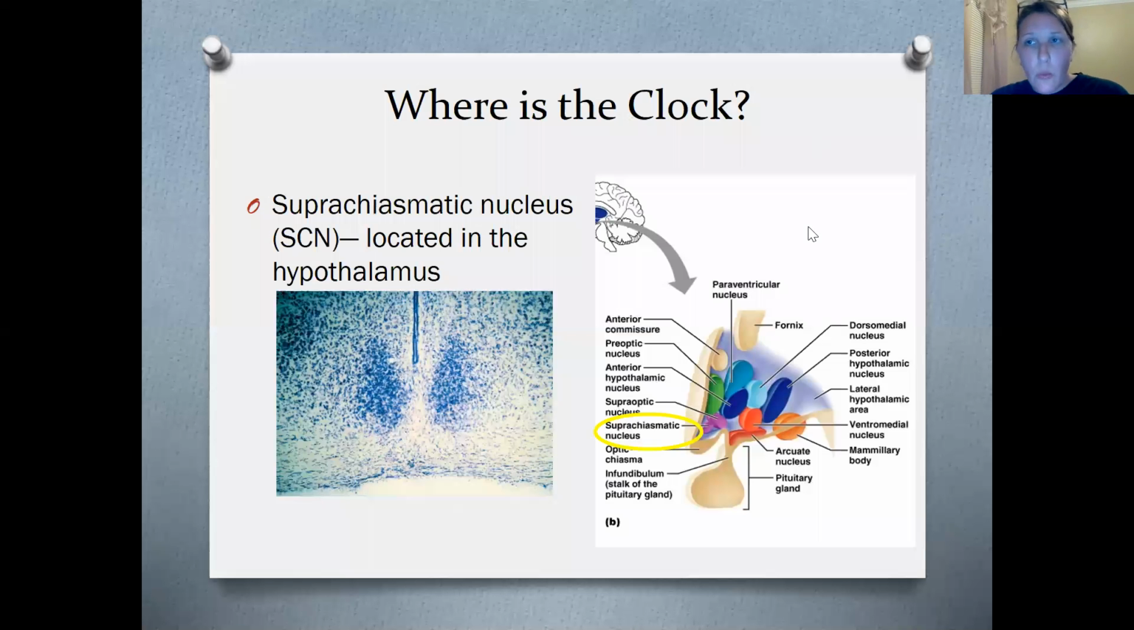Okay, so we're just picking right back up where we left off. This is sort of part 2 of the circadian rhythm lecture. And this is all about the clock. So this is the biological clock.